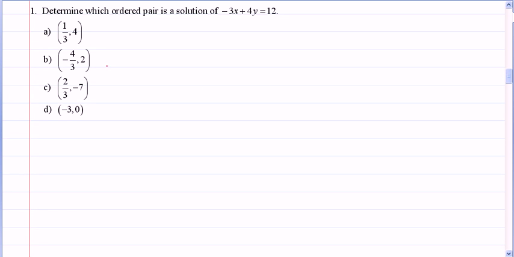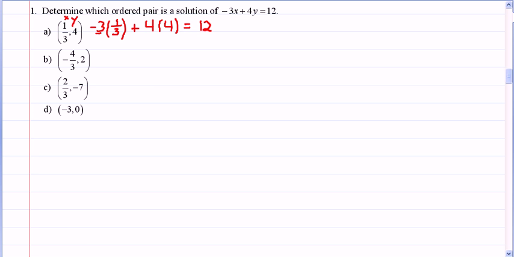So for number 1, determine which ordered pair is a solution of negative 3x plus 4y equals 12. So this is a multiple choice question, and we'll just check each solution one by one, starting with choice A. We'll substitute 1/3 in for x and 4 in for y. So if I take the equation negative 3x, that's negative 3 times 1/3 plus 4y is plus 4 times 4. We want to see if this equals 12.